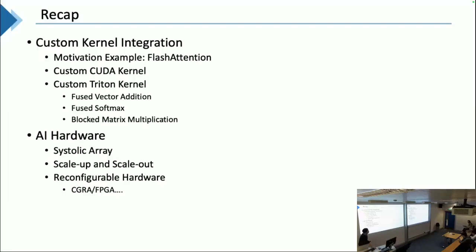Okay, so I don't want to keep you for long because I think we are running out of time. And this is the recap. So the first part, we introduced the custom kernel integration. We introduced flash attention as an example, and this is one of the key parts you need to learn. And the second is we introduced how to do custom CUDA kernel integration and Triton kernel integration. We used 3 examples for Triton. And for different AI hardware, we briefly introduced what is the systolic array, what is the basic principle behind the systolic array, and what is scale up, scale out. And we also introduced different reconfigurable hardware, which represent different trade-offs.